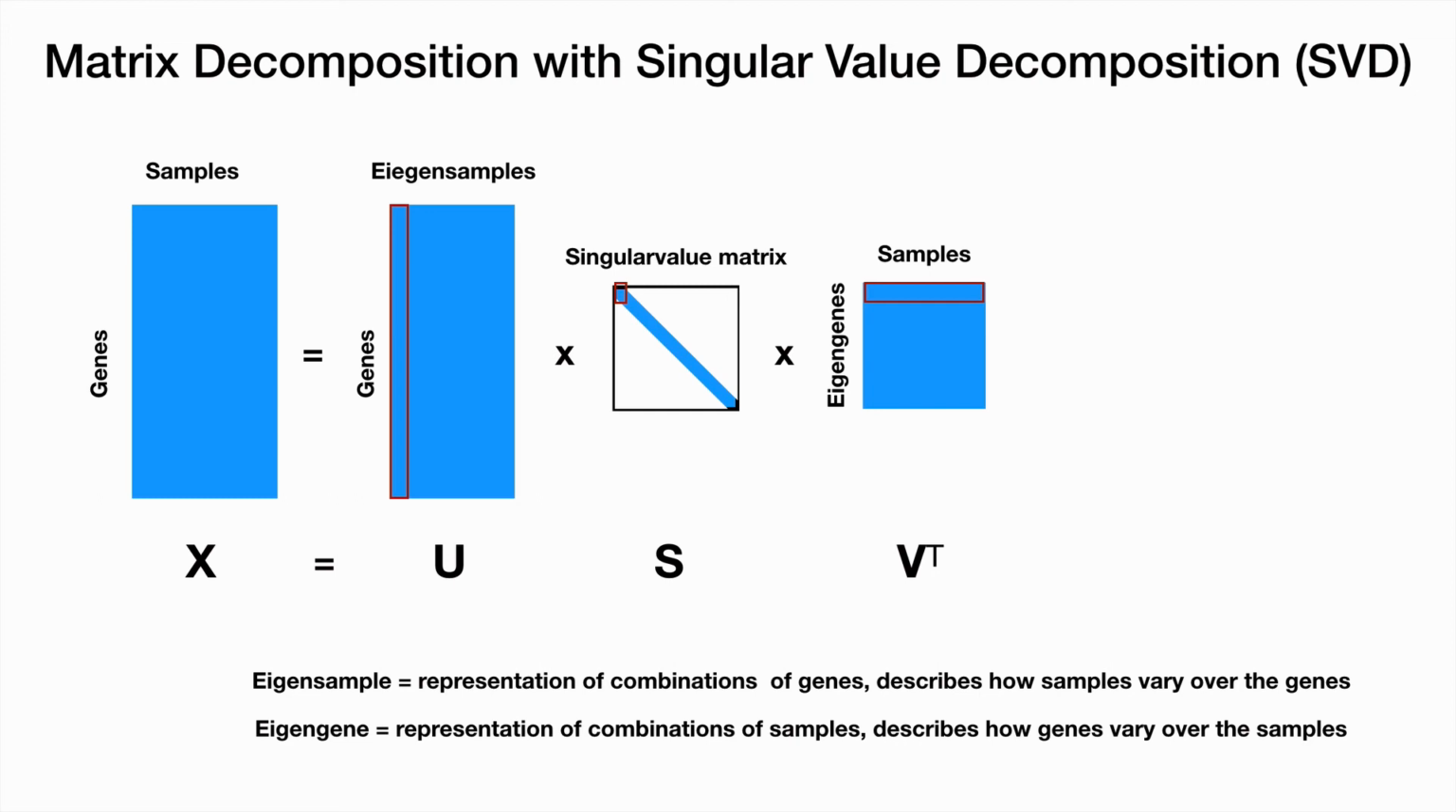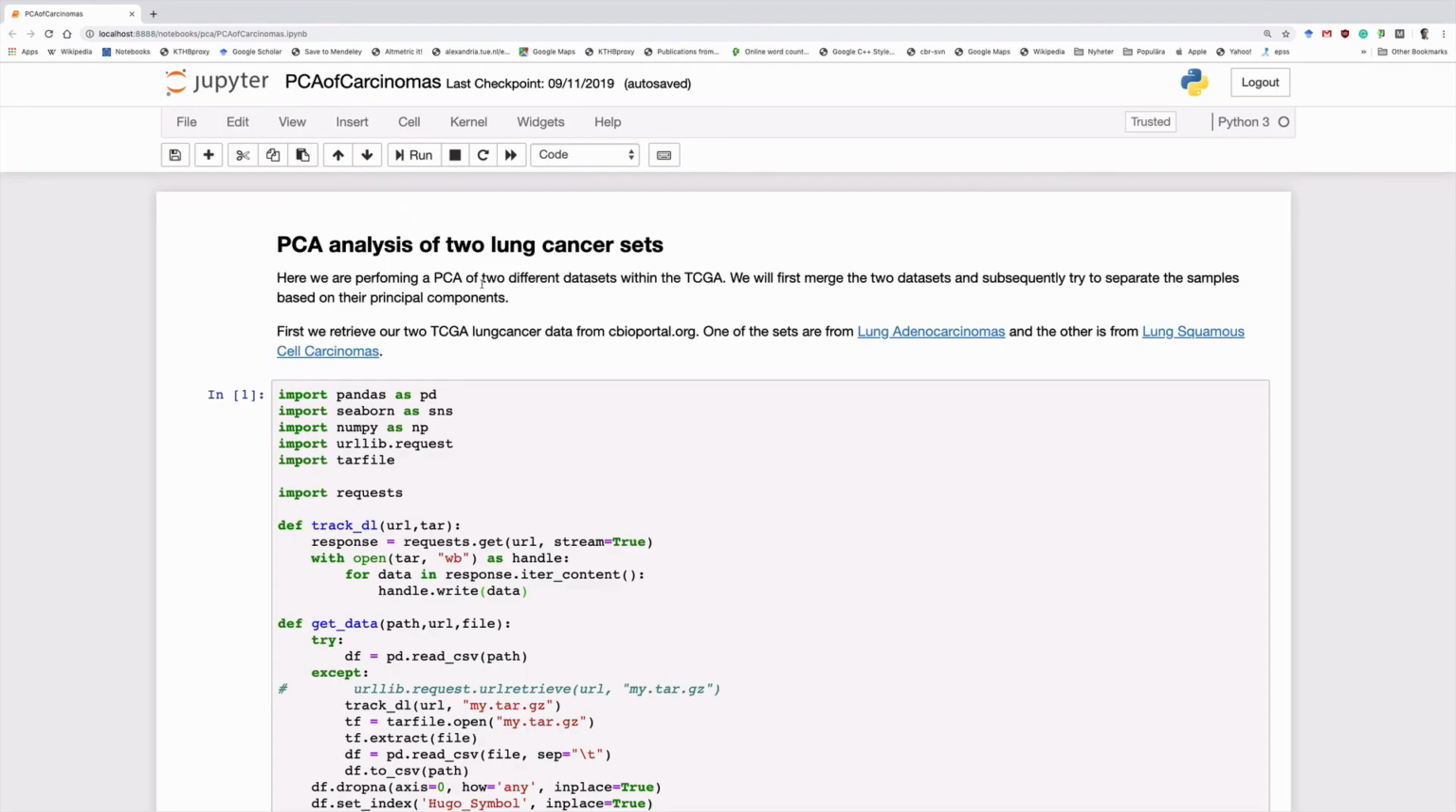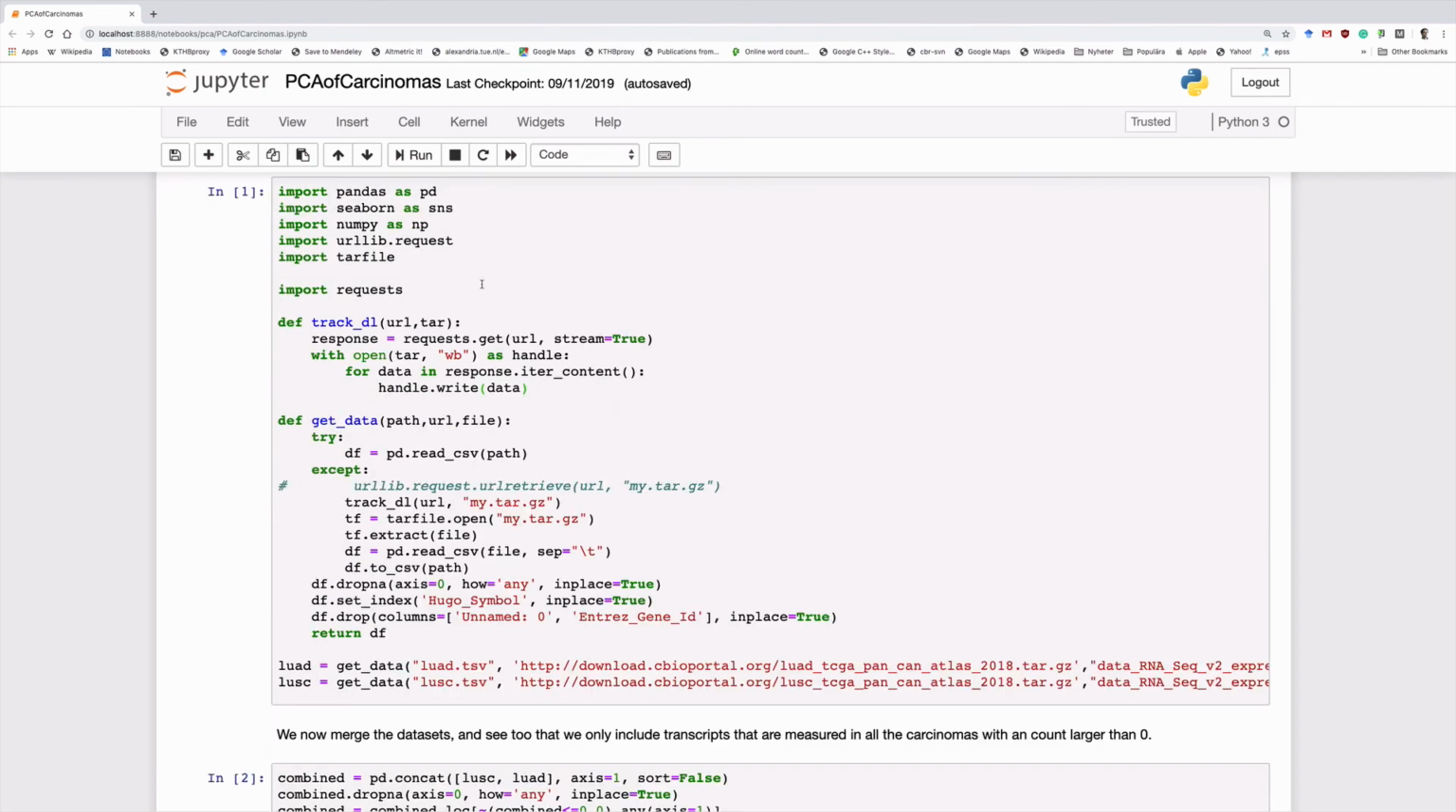So by looking at this kind of data, or by doing these kinds of projections, we can start to describe the variation in a data set. I will show you a short example. In the Jupyter notebook that we made for this exercise, I have put in a PCA analysis of two different lung cancer data sets. Both are downloaded from TCGA, and one of them is lung adenocarcinoma, and the other is lung squamous cell carcinoma. So these are two types of cancer.